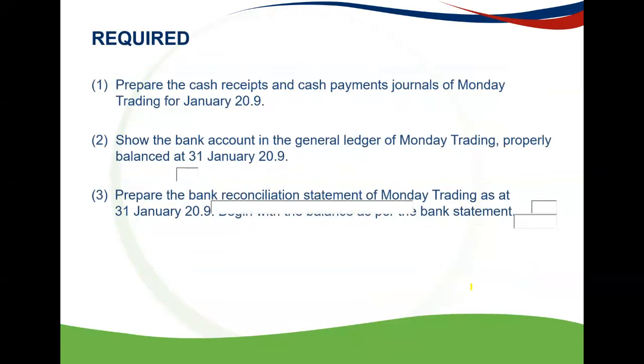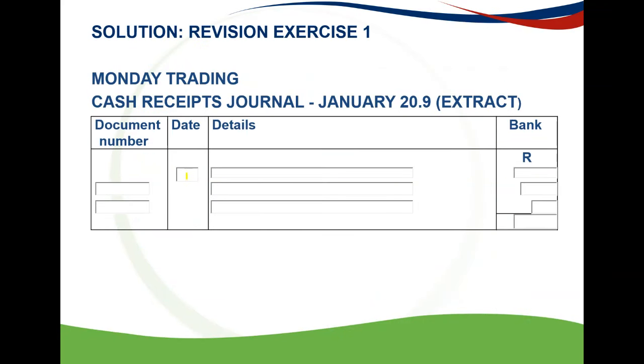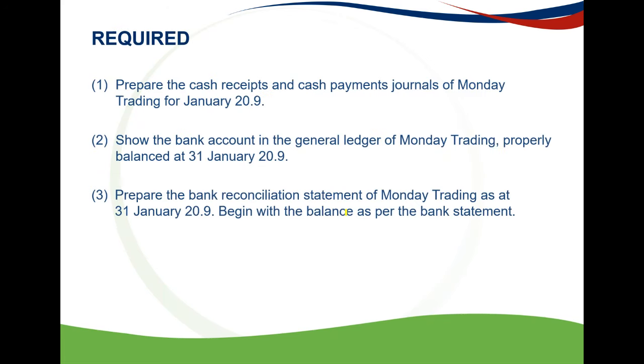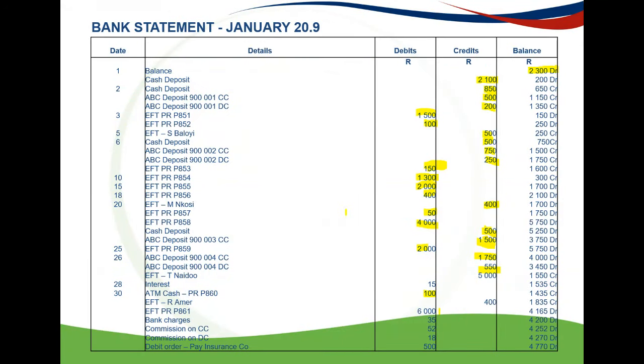So when we start our cash receipts journal on the 31st, we will start with our subtotal, and our subtotal is 10,150. Okay. Then we must now go and look for all these transactions that went through the bank statement but did not reflect on our cash receipts journal.